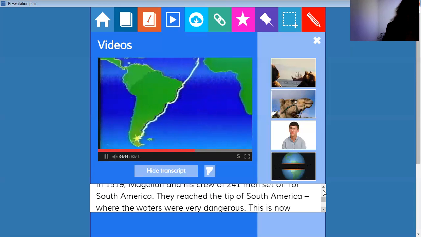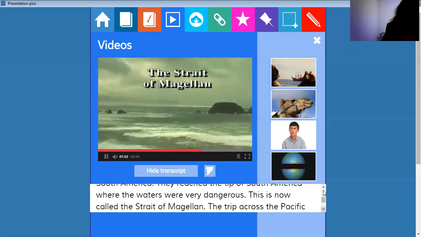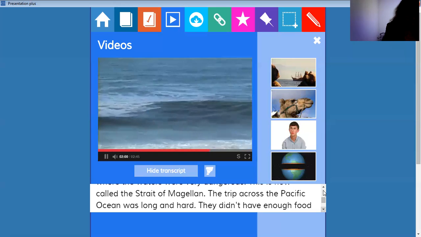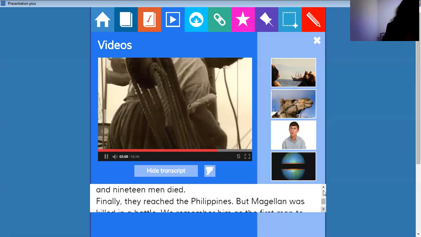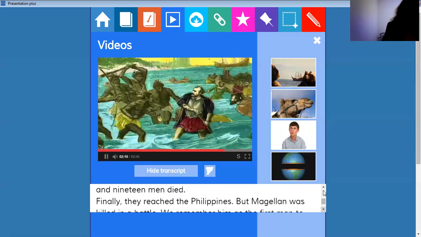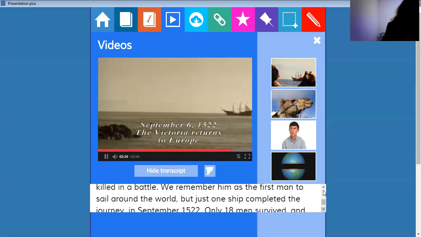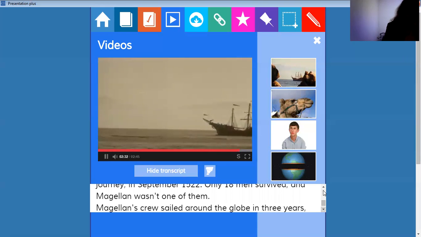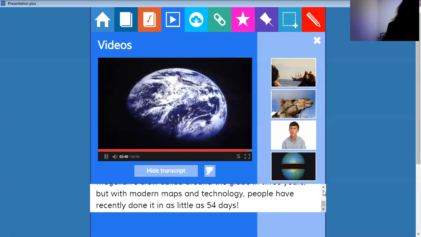They reached the tip of South America, where the waters were very dangerous. This is now called the Strait of Magellan. The trip across the Pacific Ocean was long and hard. They didn't have enough food or water, so they had to eat rats. Many of them got sick and 19 men died. Finally, they reached the Philippines. But Magellan was killed in a battle. We remember him as the first man to sail around the world, but just one ship completed the journey in September 1522. Only 18 men survived, and Magellan wasn't one of them. Magellan's crew sailed around the globe in 3 years, but with modern maps and technology, people have recently done it in as little as 54 days.